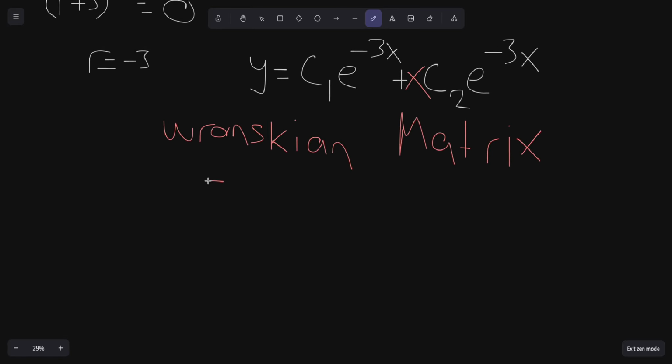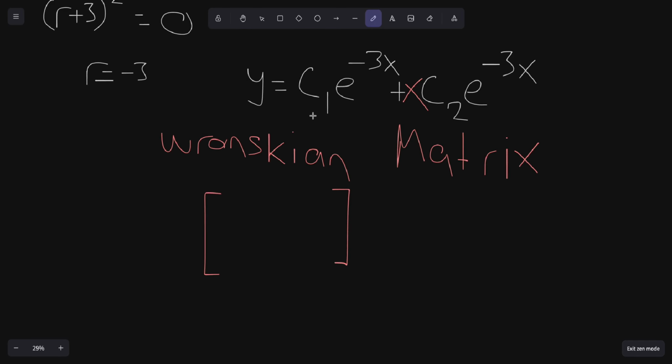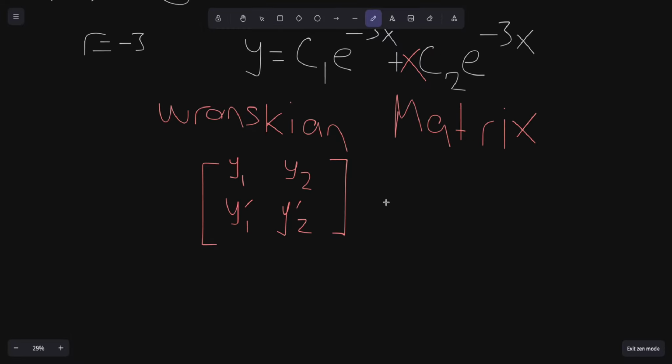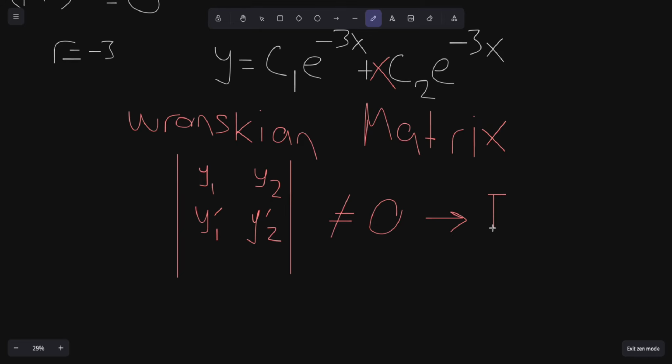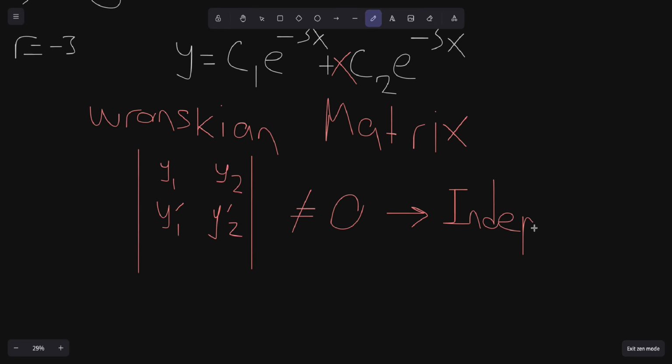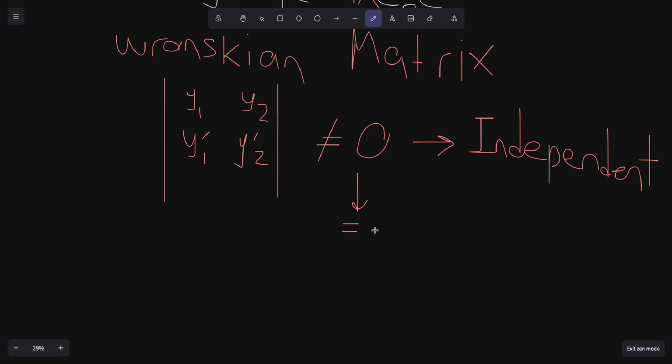And this is just going to be a matrix where you're essentially going to have your first solution, right? And the derivative of the first solution, and then your second solution, and then the derivative of the second solution. And what you're going to do is, if you take the determinant of this matrix, and this is not equal to 0, then that means that your solutions are going to be independent of each other. And if it is equal to 0, then it's going to be dependent.